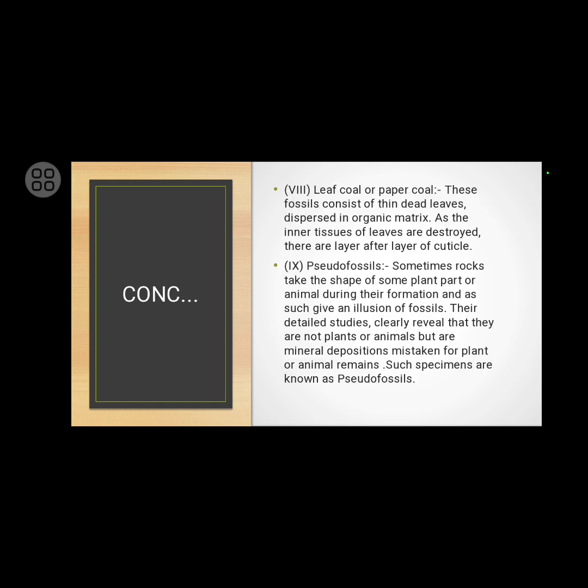Leaf coal or paper coal. These fossils consist of thin dead leaves dispersed in organic matrix. As the inner tissues of leaves are destroyed, there are layer after layer of cuticle.